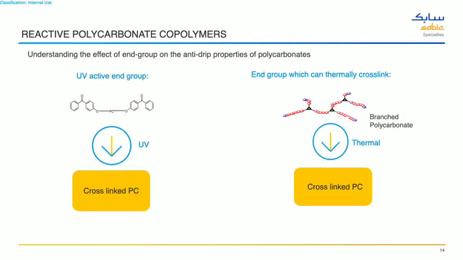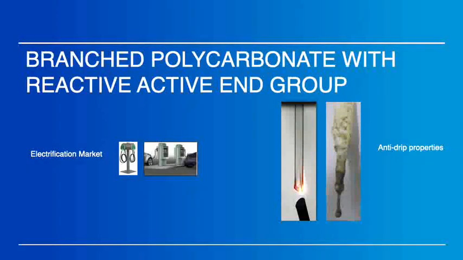So I would like to explain these two polymers. First, let's focus on the thermally cross-linkable polycarbonate copolymers. Then we can talk about the UV cross-linkable copolymers. So the first topic I said earlier is the branched polycarbonate with reactive N group, where the N group helps with anti-drip properties. The N group will help in terms of chemistry, where it would like to cross-link and build viscosity and molecular weight, so that it stops the drip under flame.